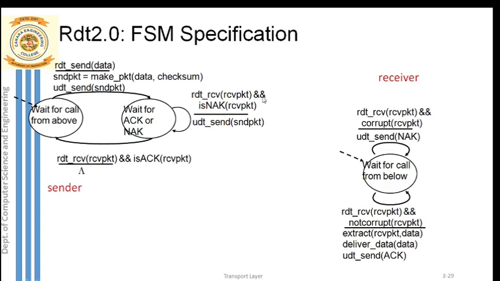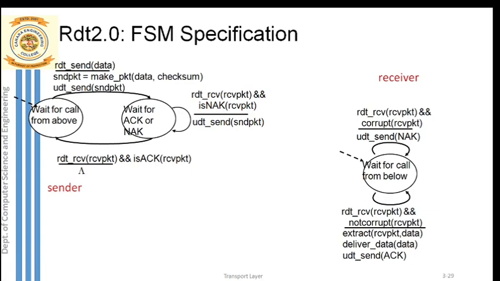You can see logical AND operation is used. What is logical AND? Both conditions should be true, then only you get the answer true. What is the meaning of both being true here? If you receive a packet from the network layer at the sending side, and that received packet is a negative acknowledgement, both are true. Then the sender will understand that the data he had sent might be corrupted.